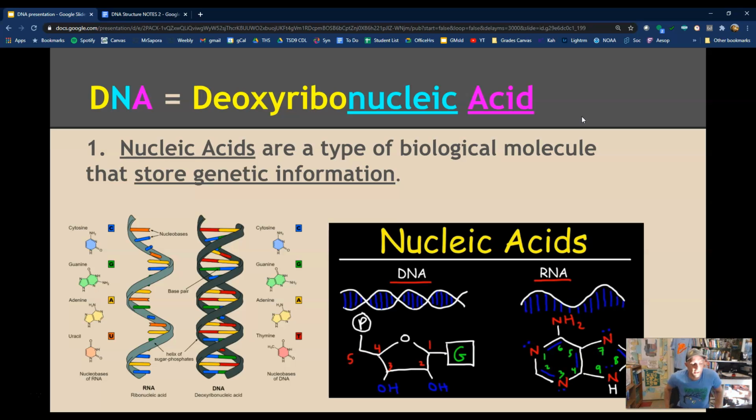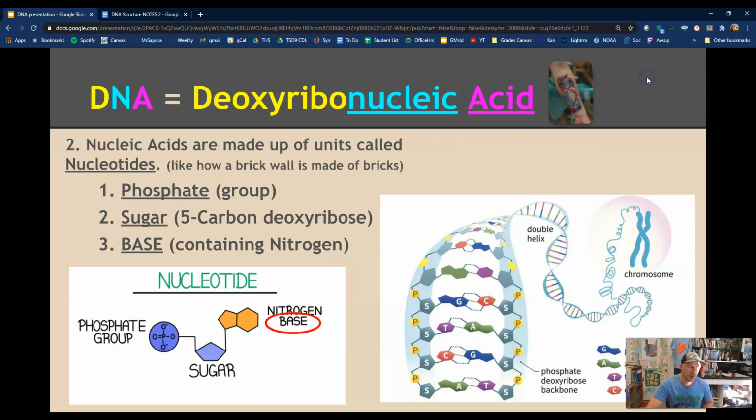So nucleic acids are this type of molecule, and there are two types. We're going to talk about DNA today, and then we'll talk about RNA next week. They're very closely related in structure, with a couple of little differences between the two. So it is a nucleic acid, deoxyribonucleic acid, and nucleic acids are made up of tiny little units. They call them structural units, or just units. So this is a nucleic acid, the whole thing, DNA.